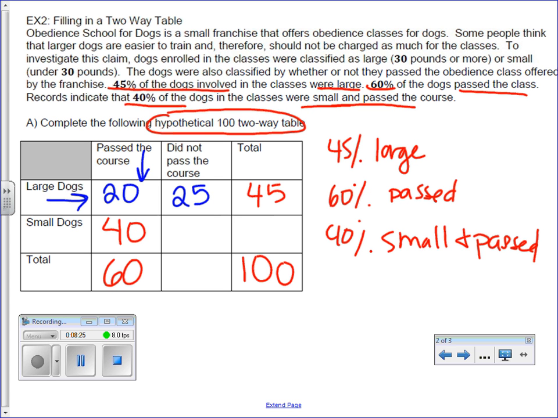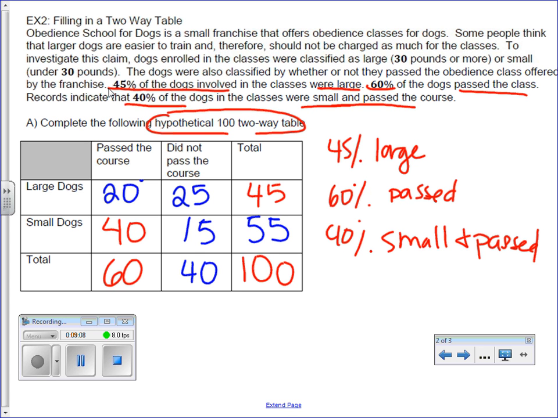If there are, what else? Okay, if this says 45 and this is 100, the total has to add to 100, so this must be 55. Okay, so if there's a total of 55 small dogs, and 40 of them pass the class, that means 15 did not pass the class. Okay, and the last thing is the total for did not pass the class, 25 and 15 together gives us 40. Okay, so I was just able to fill out this whole two-way table using the given information and filling in the rest of it myself.